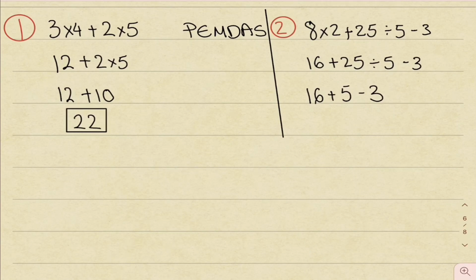Now I'm left with addition and subtraction. They both have the same priority. So I'm just going to solve from left to right. 16 plus 5 is 21 minus 3. 21 minus 3 is 18.